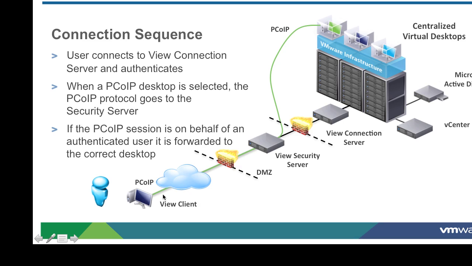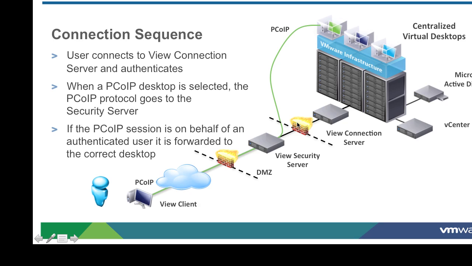Now, in order to allow PC over IP traffic through to the View security server, it is necessary to open up the firewall, both of the firewalls, for PC over IP traffic. Now, on the internet-facing firewall, you'd want to set it up so that it allows the PC over IP protocol to get through just to the View security server.